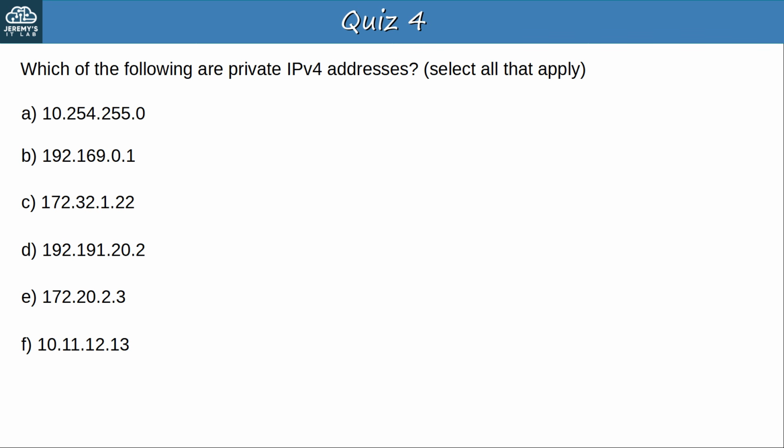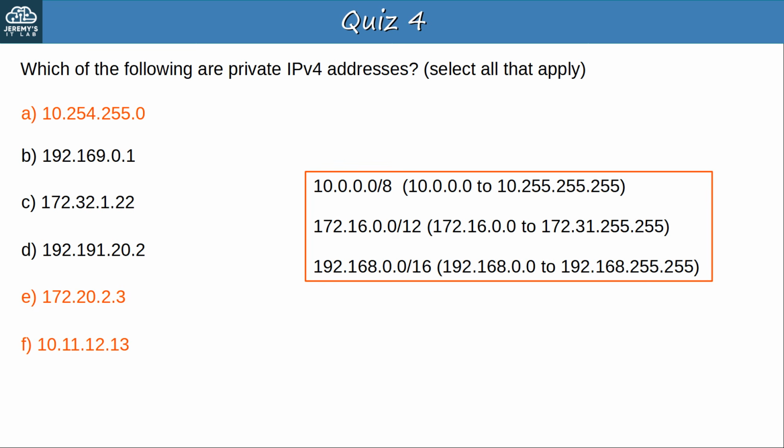Okay, let's go to question 4. Which of the following are private IPv4 addresses? Select all that apply. Pause the video now to select all of the correct answers. Okay, the correct answers are A, 10.254.255.0, E, 172.20.2.3, and F, 10.11.12.13. Those are the only 3 addresses that fall within the private IPv4 address ranges, as specified in RFC 1918: 10.0.0.0/8, 172.16.0.0/12, and 192.168.0.0/16.